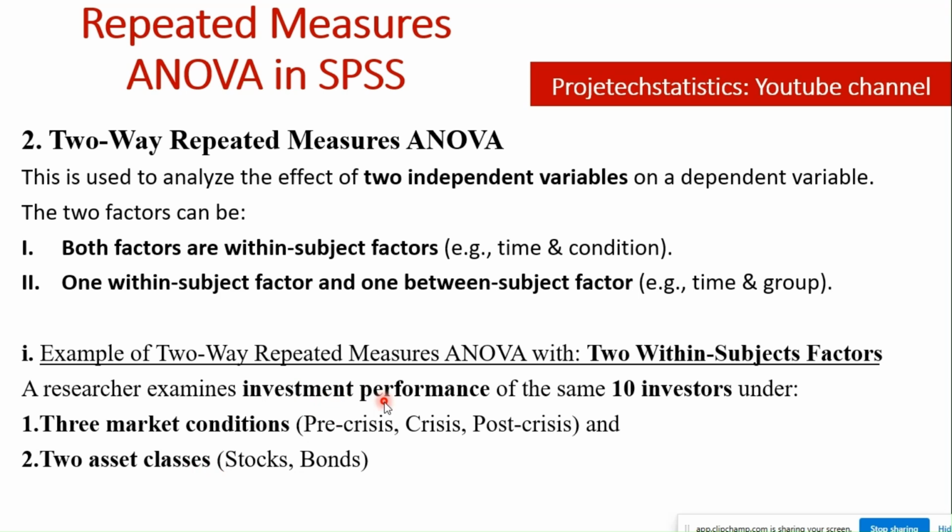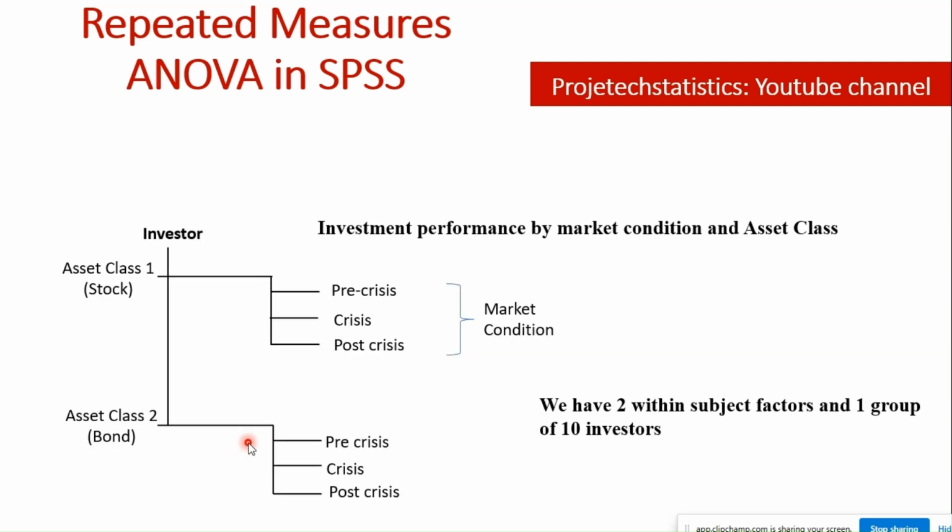returns. So this is the difference between the first one, which is a one-way repeated measures ANOVA and a two-way repeated measures, because you are now using two conditions, which is two independent variables, unlike the first one where you use only one independent variable. So this is how.